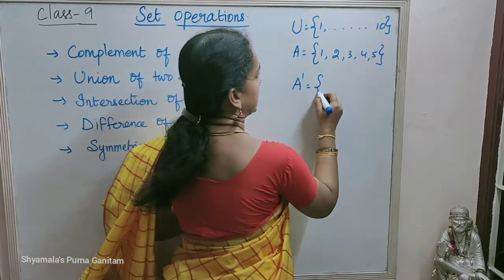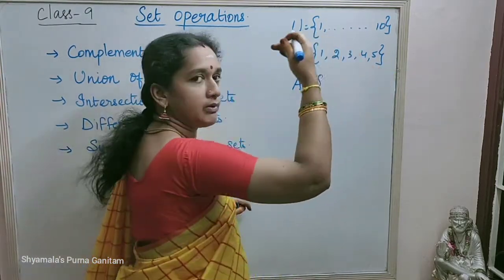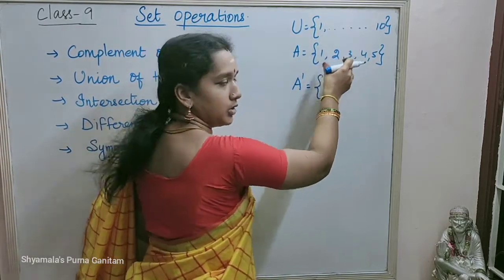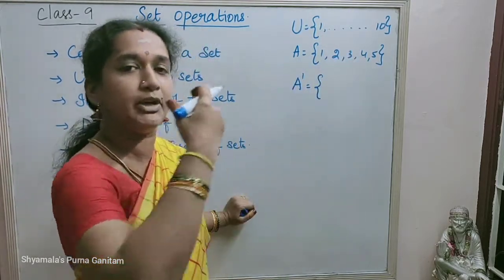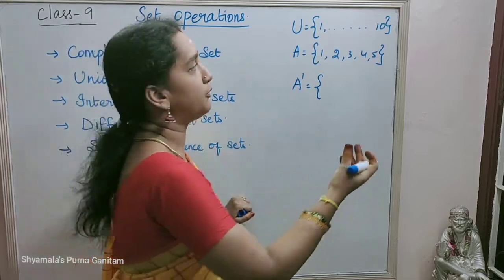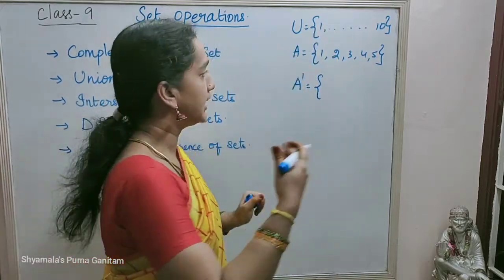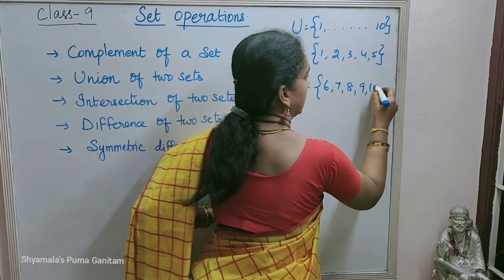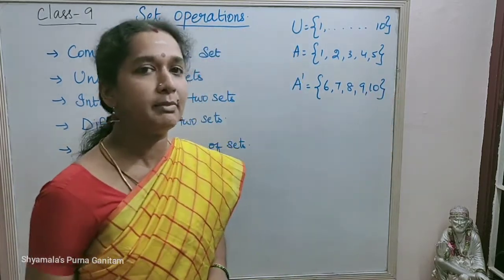That is A dash. Already 5 are there, so we will remove them. Whatever is common between the universal set and the set A, we will remove. The balance elements from the universal set are A dash, that is 6, 7, 8, 9, 10. So this is called the complement of a set.